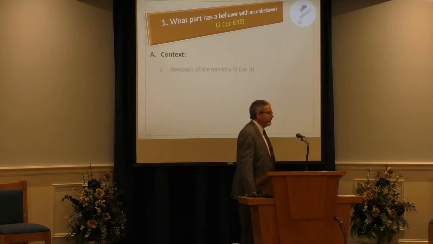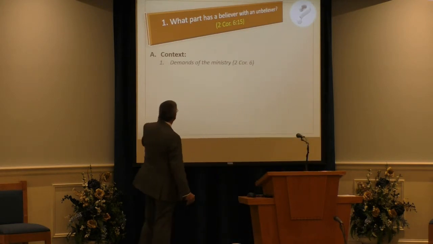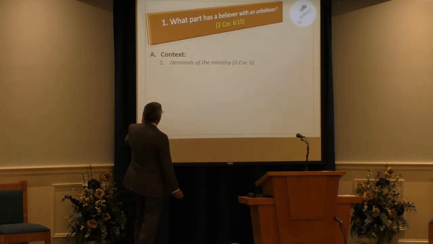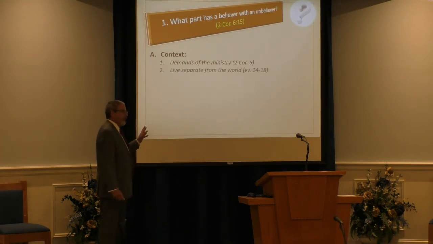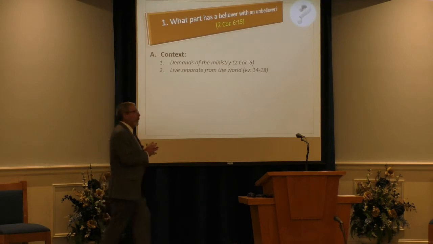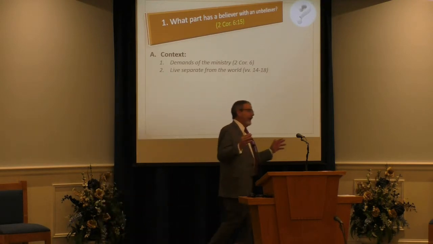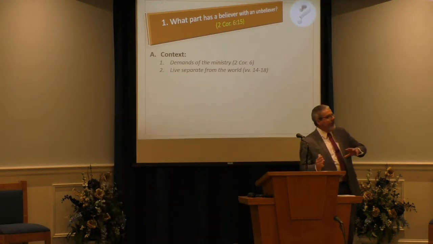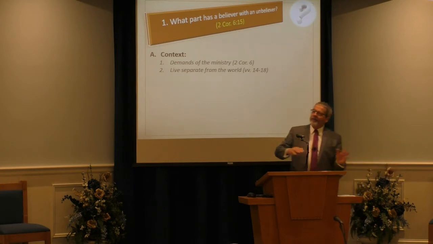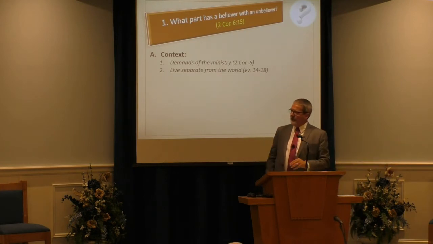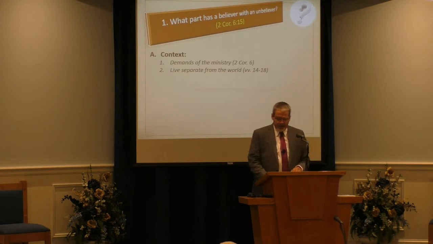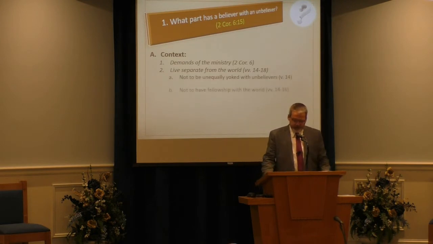Now let's put it back in the context. If you weren't in Bible class, let's understand what the context deals with. Paul is dealing here in chapter 6 with the demands of the ministry. Beginning at verse 14 of that context, he's talking about living separate and distinct lives, how the Christian is to live a separate life from the people of the world. Don't live like the rest of the world. Don't be unequally yoked together with unbelievers, he said at verse 14.